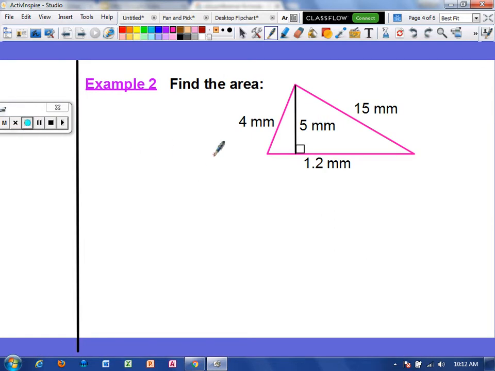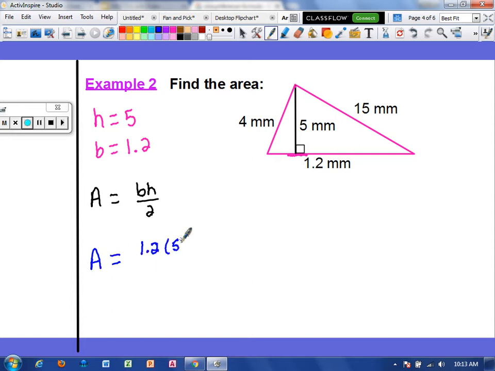Alright, example 2. On this triangle, we have a line that starts at this vertex and intersects with this side. So this is the height. So the height equals 5, and it intersects perpendicularly with this side. So the base would be 1.2. So our area formula for a triangle equals base times height divided by 2. So now we're going to plug in the numbers that we have. So area equals a base of 1.2 times a height of 5 divided by 2.